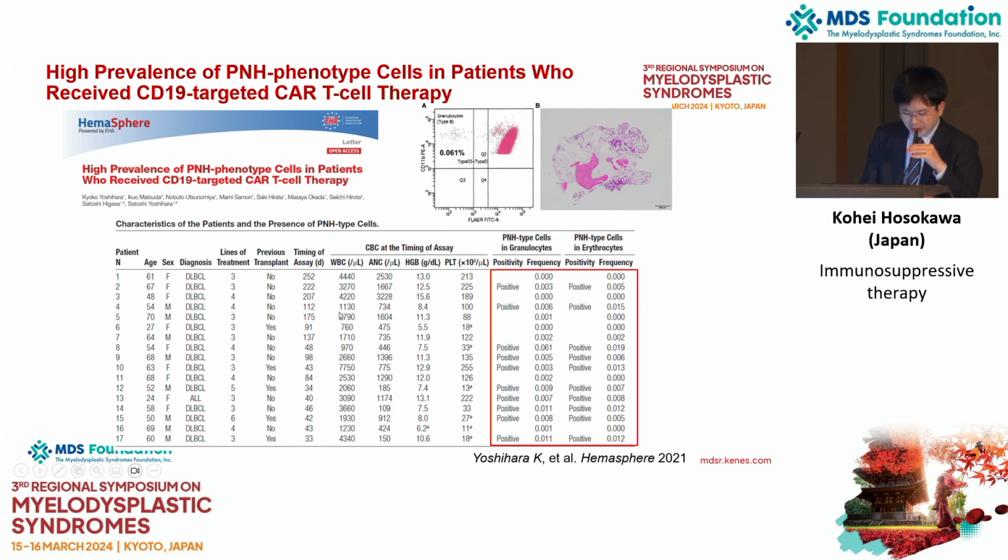In this study, of 70 patients, 10 patients had this kind of minor PNH clone by flow cytometry. So this data also suggests that the presence of a minor PNH clone represents some escape hematopoiesis from the immune cell attack.